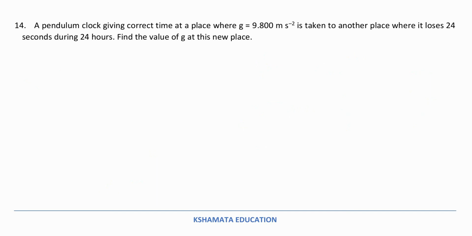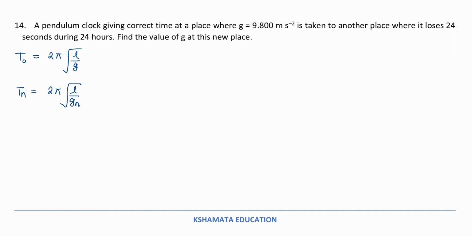So I am beginning the problem like this: I can write the original time period T naught, which corresponds to the original value of g, as 2 pi root over L by g. Now the new value of time period is written as Tn. This can be written as 2 pi root over L by Gn. This is the new value of the acceleration due to gravity at this place.